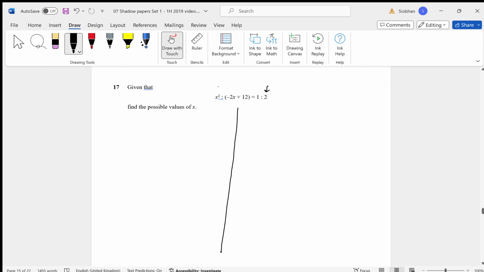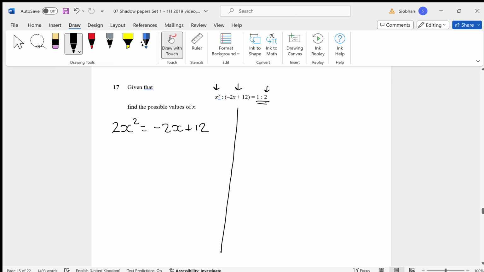So to make these two quantities equal, you need to double the first quantity and then they will equal each other. So you need 2x squared to be equal to minus 2x plus 12. That's quite a nice ratio because it's just saying that the second one is double the first one. If you make the first ratio part twice as big, they will then be equal.